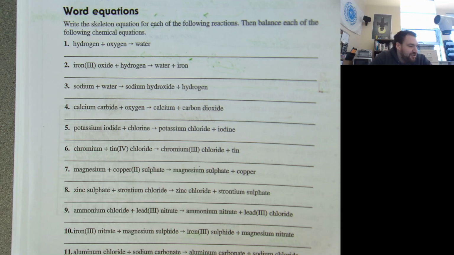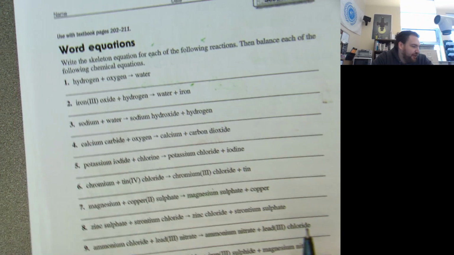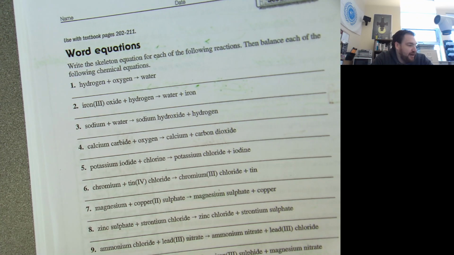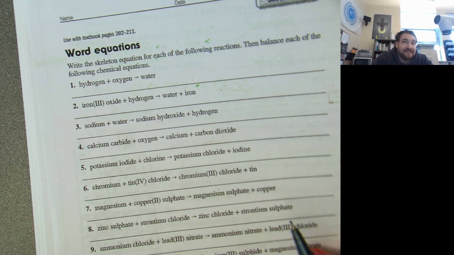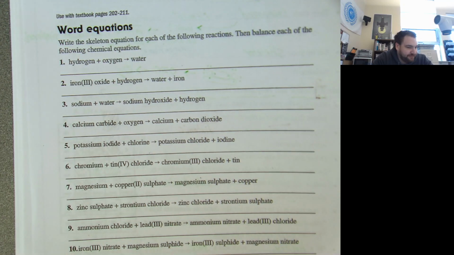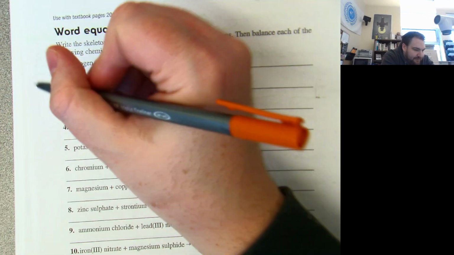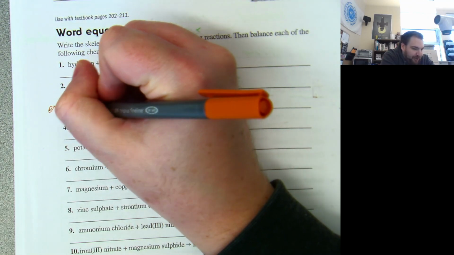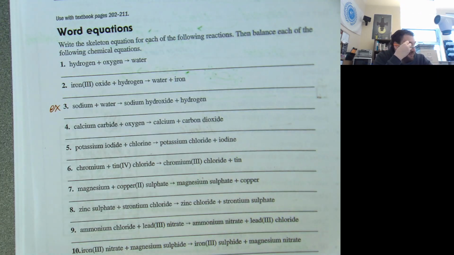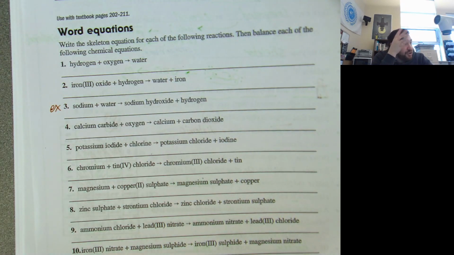Okay, flip the page. I'll do a couple examples off of here, and then I'm going to get you guys to practice this. So, let's take a look at question 3. We're going to do 3 as an example. So here's the word equation.